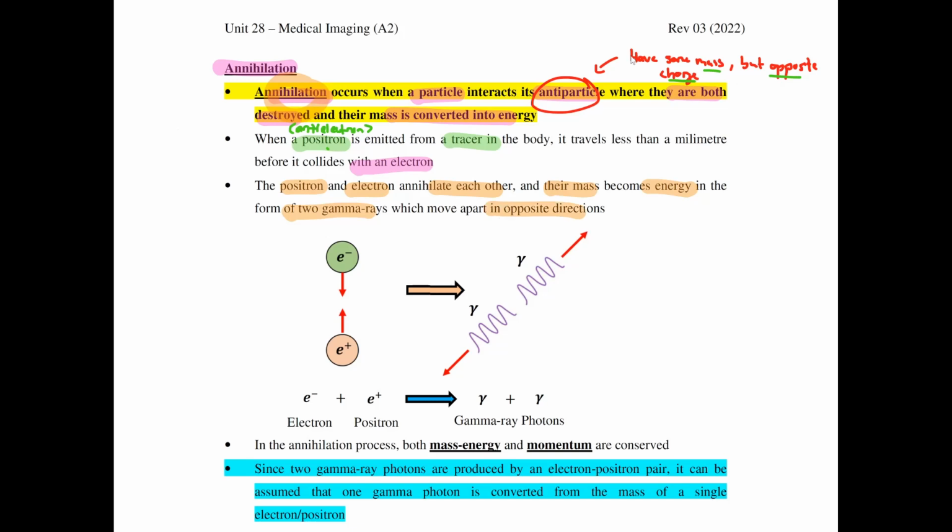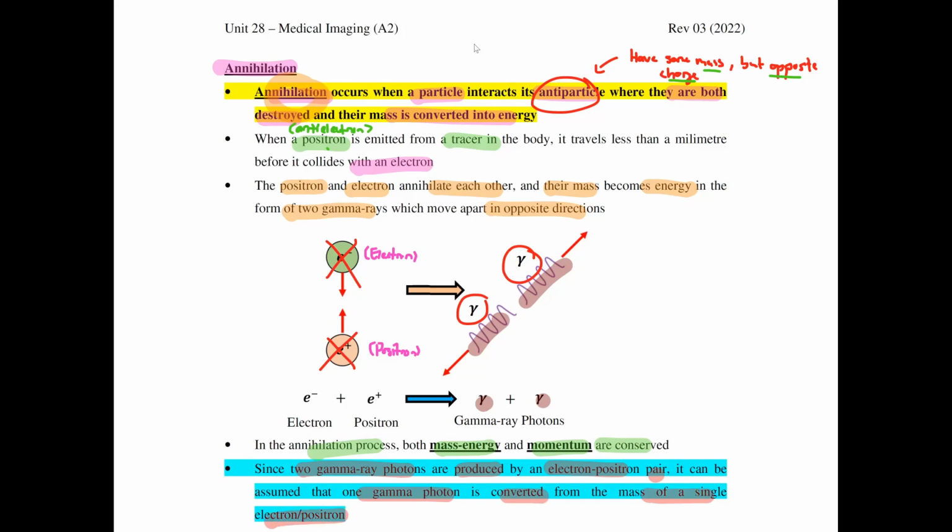So if you want to look at it in the form of a diagram, this one is your positron. It has a positive charge. It interacts with your electron, which has a negative charge. So upon interaction, you will have annihilation and you get gamma ray photons being emitted. Okay, so from here, what will happen is that both your electron and your positron will disappear. They are destroyed in the process. They are converted straight away into photons. Okay, so in the annihilation process, both mass energy and momentum must be conserved here. Okay, since 2 gamma ray photons, this is actually one of the more important things here. Since 2 gamma ray photons were produced by an electron-positron pair, you can actually assume that 1 gamma ray photon is converted from the mass of a single electron or positron.